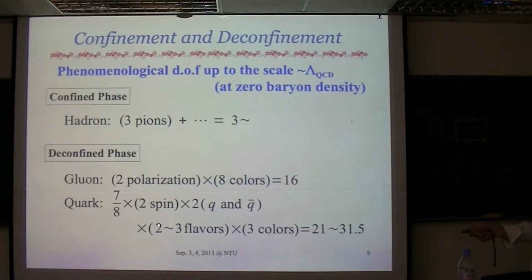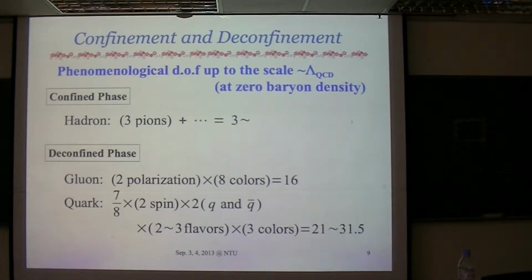What about quarks? So this factor, 7/8, is a famous factor to represent the difference between the bosonic particles and fermionic particles. This comes from the integration of the distribution function. Anyway, here are the two spins, spin up and down, and the particle and antiparticle. I'm now talking about the zero density world, so you have as many antiparticles as particles.